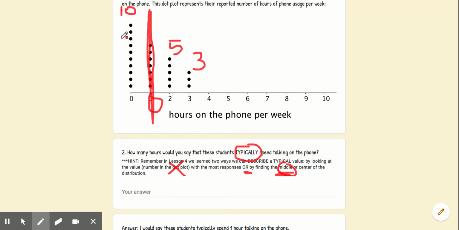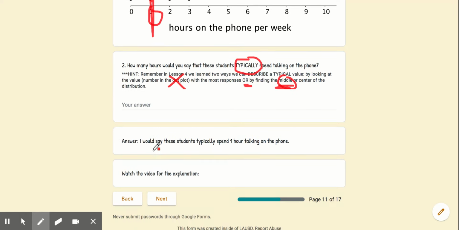Now I have on the left-hand side less than 1 hour, I have 10 students. More than 1 hour on the right-hand side, these two equal to 8. Now it seems like it's a little bit more even. 10 on this side and 8 on this side. It's not perfect, but it is closer. And for that reason, I would say that these students typically spend 1 hour talking on the phone.